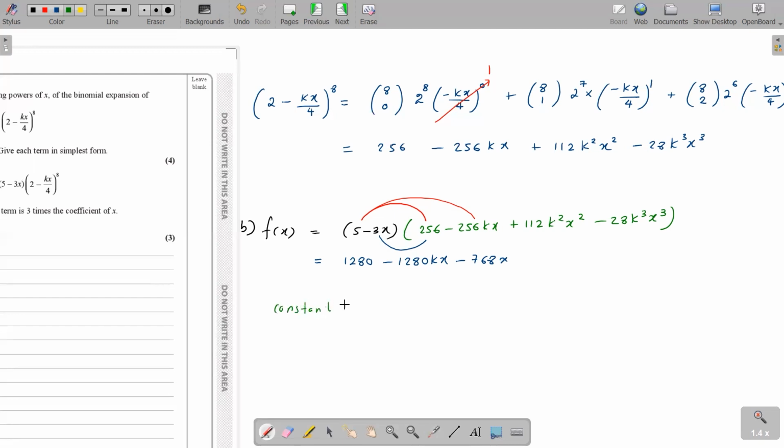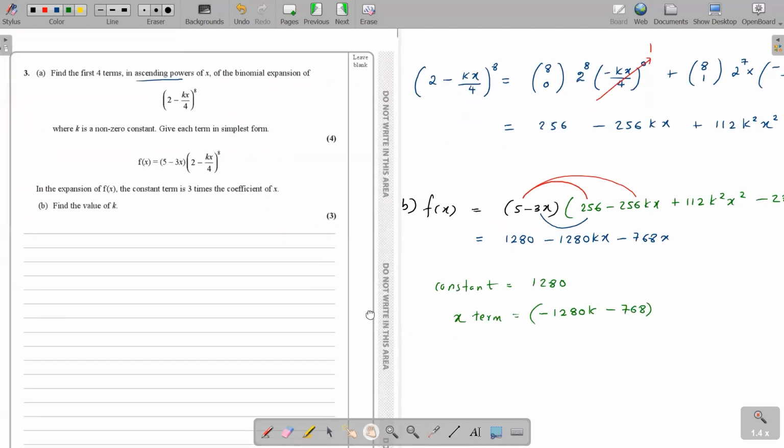The constant term is 1280. And what's the coefficient of the x term? Just take the x term. What's the coefficient? Minus 1280k minus 768. Okay, I remove the x term. I mean, basically, it's like I take x out and I'm taking what's remaining inside. Minus 1280k minus 768. Okay, when you take x out, basically the coefficient of x. Okay, x term coefficient and the constant coefficient.